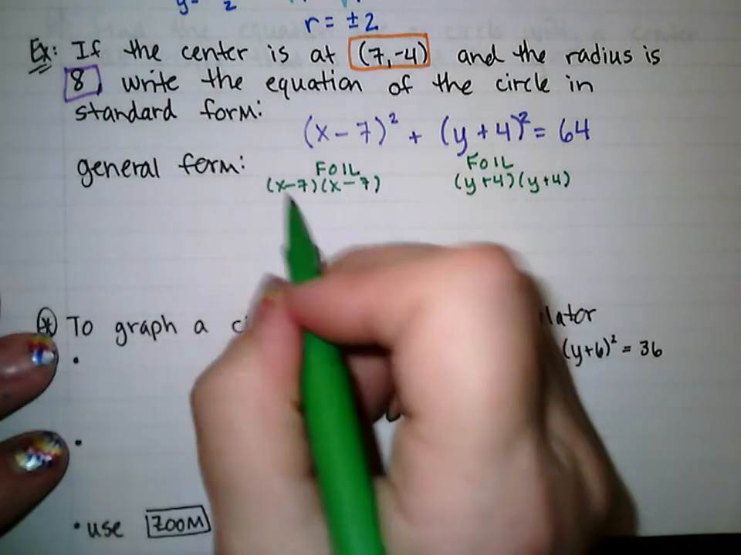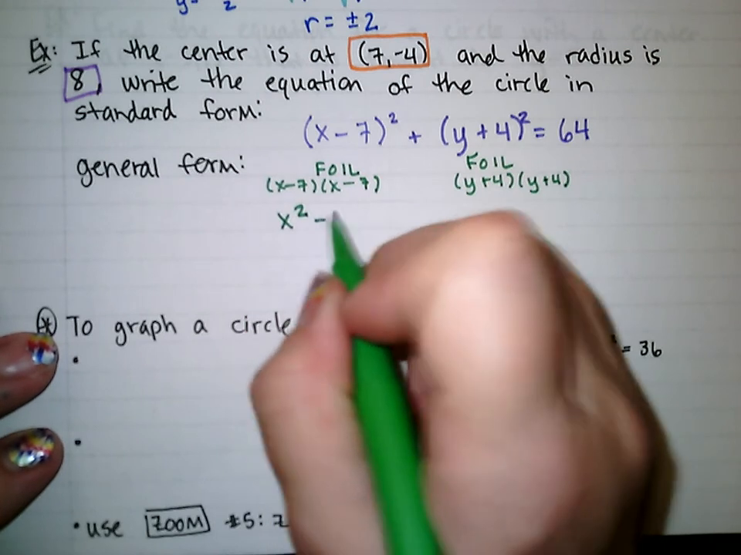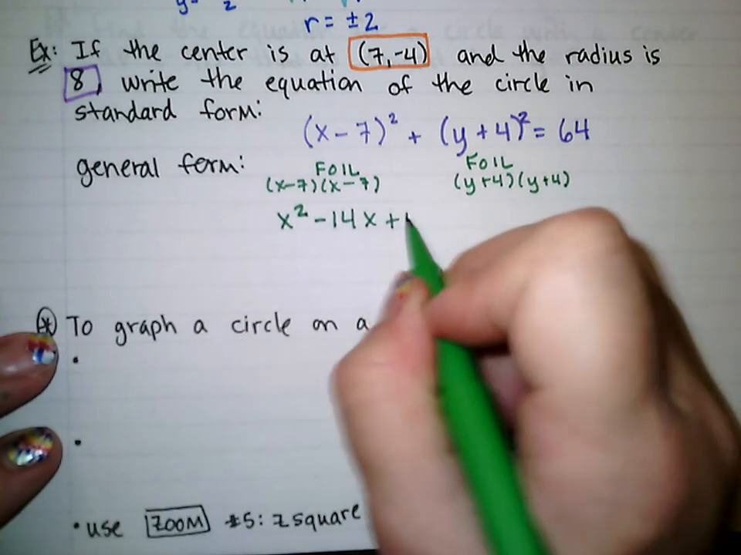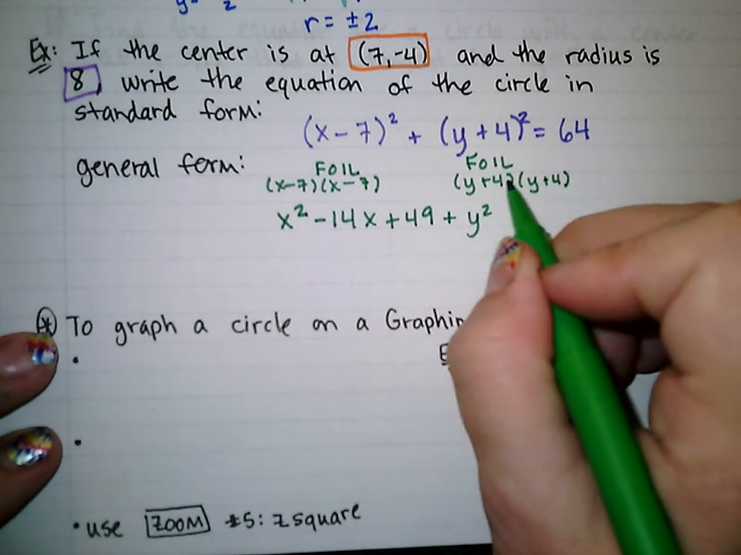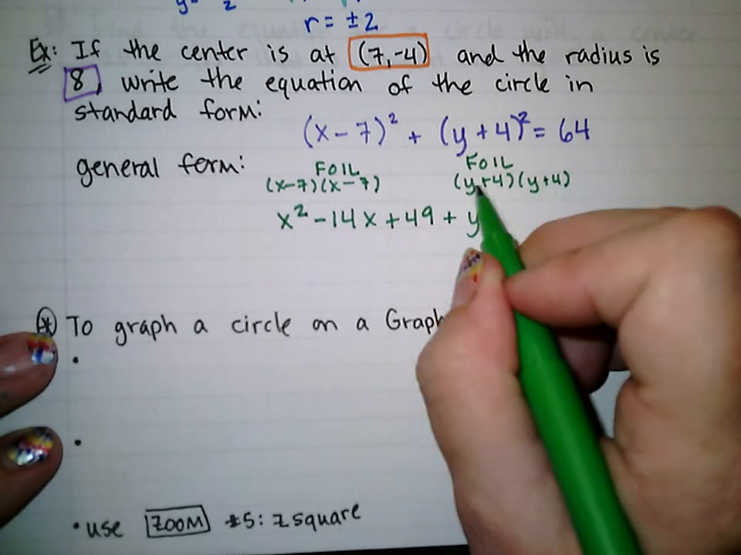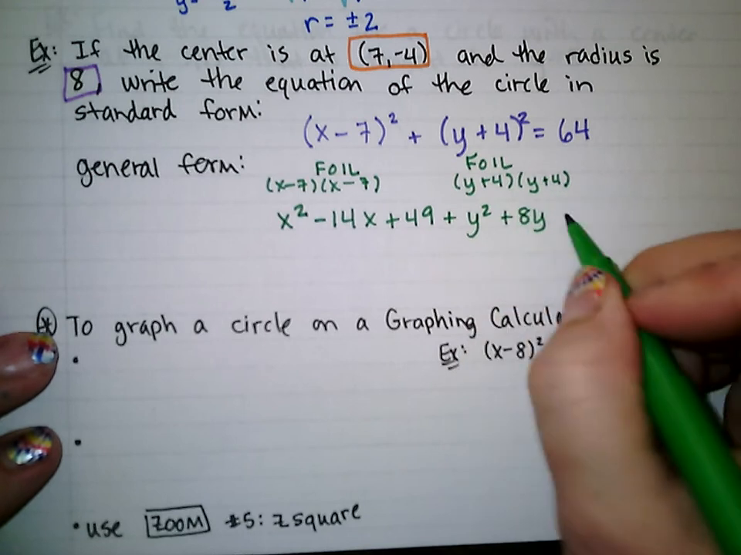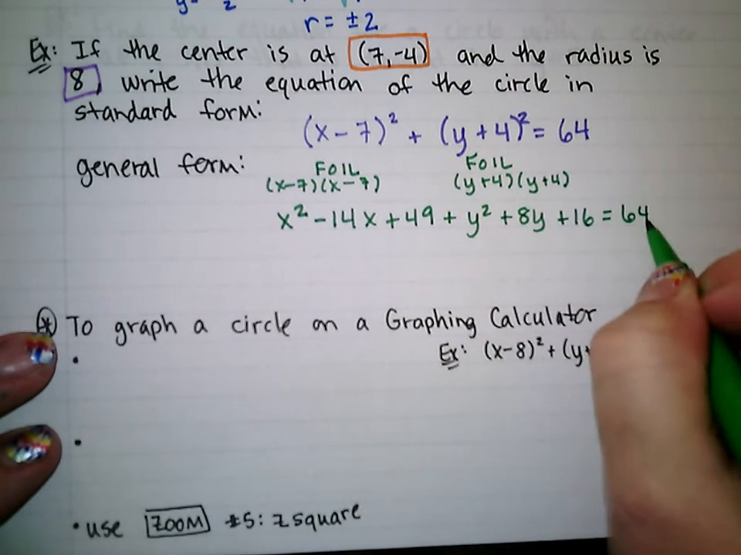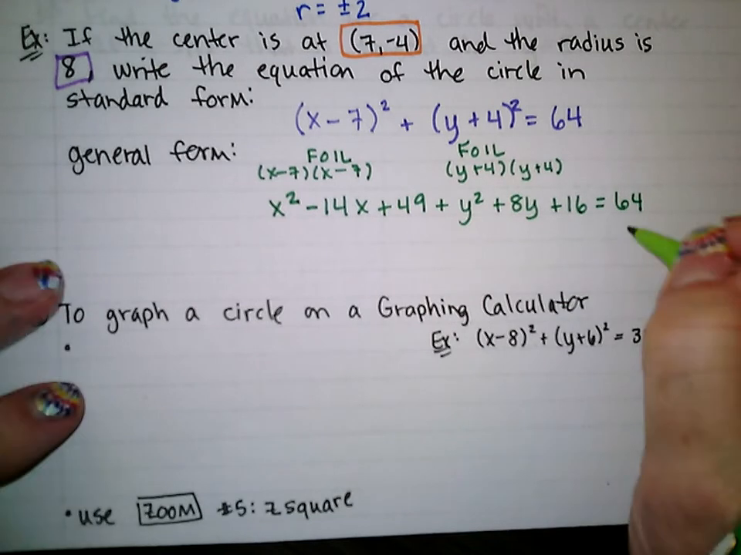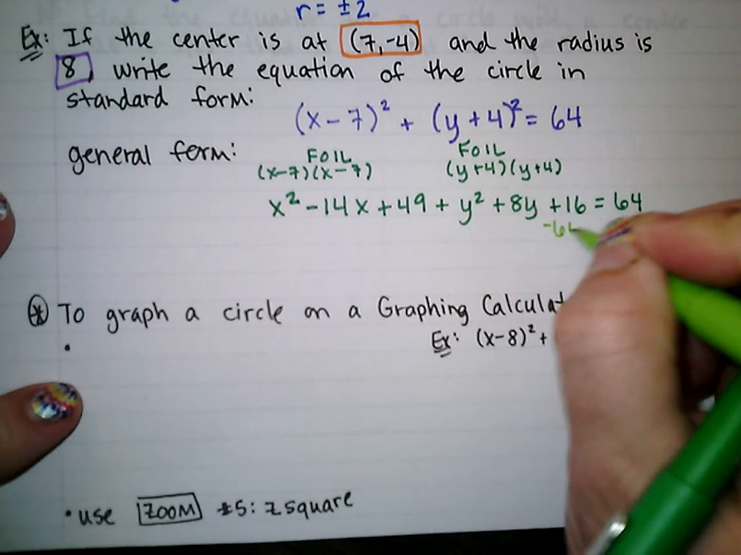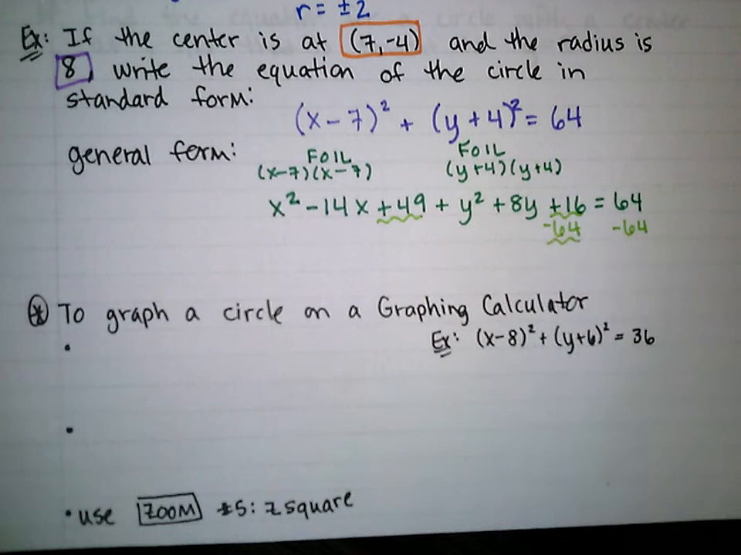So that's going to be x squared, and then we'd have minus 7x, so minus 14x, and then plus 49. And then the y's, y squared, plus 4y, plus 4y here, so 8y, and then plus 16 still equals 64. Then we want to combine our like terms and move this 64 over to the other side. So we're combining 49, 16, negative 64.